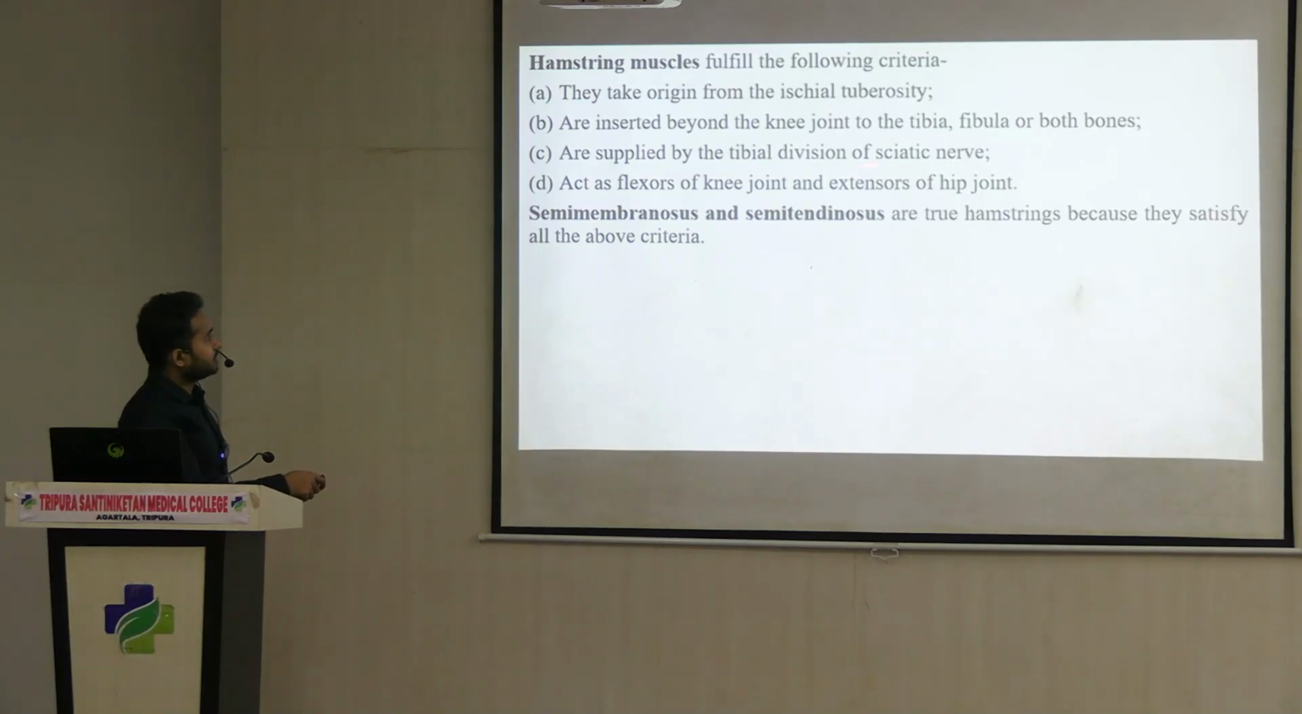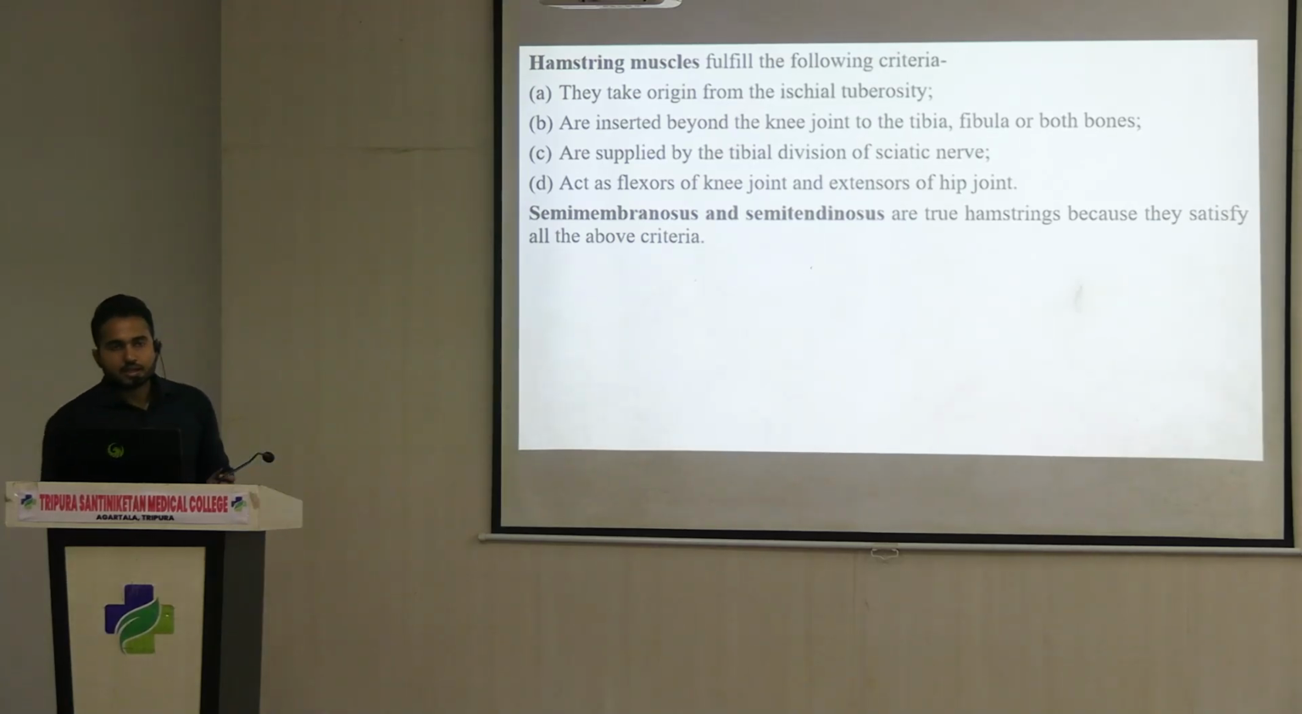Next, it must be supplied by the tibial division of the sciatic nerve, and it should act as a flexor at the knee joint and extensor of the hip joint. So these are 4 conditions which must be fulfilled in order to become a hamstring muscle. Is it clear? If anyone asks you by definition what these hamstring muscles are, this should be your answer. Whatever hamstring muscles there are, they should fulfill these 4 criteria. Only then will it be a hamstring muscle.